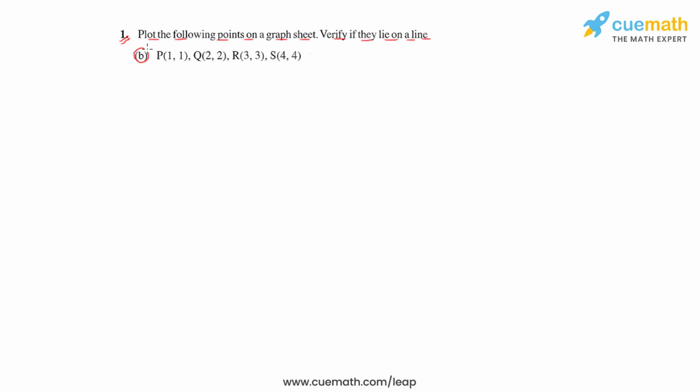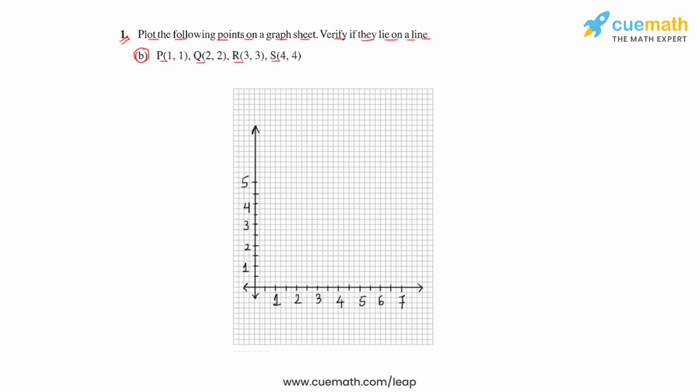Let us now see the next set of points on the canvas. Now in B part of this question, we have the points P, Q, R, S. So let us again consider the graph sheet where we see that the numbers are already marked. So this is the x-axis, this is the y-axis, and the intersection of both represents the origin where the value of both the axes is 0.